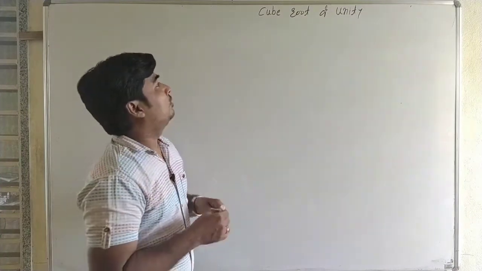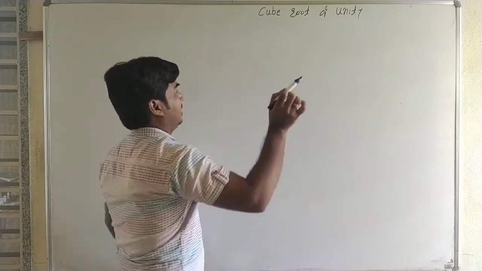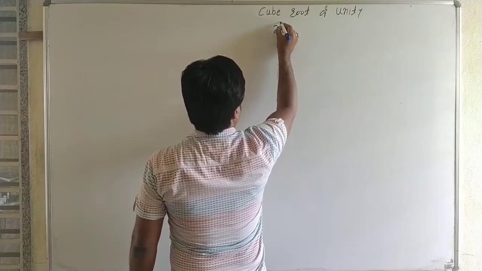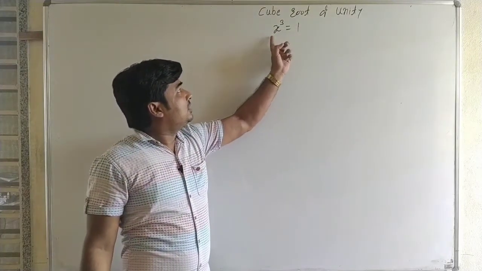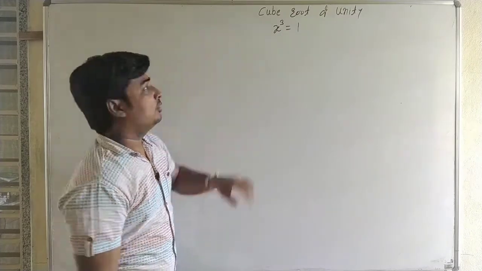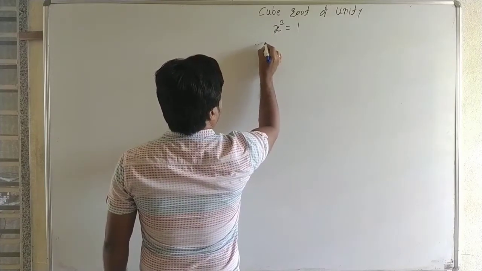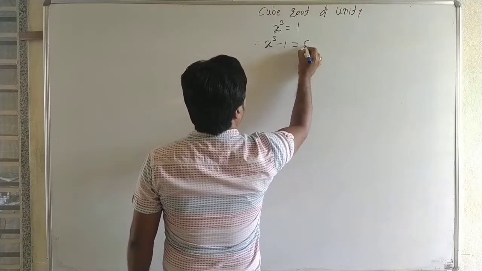Let x be the cube root of 1. Therefore we can write x cube is equal to 1. Here x cube is equal to 1, therefore the cube root of 1 is x. Now we find the values of x, so we can write x cube minus 1 is equal to 0.